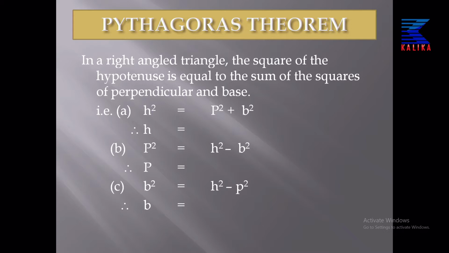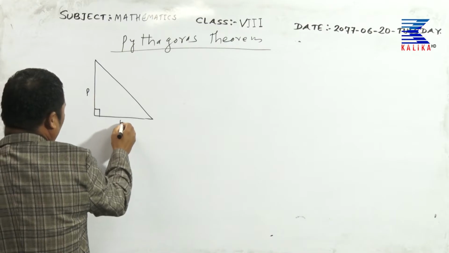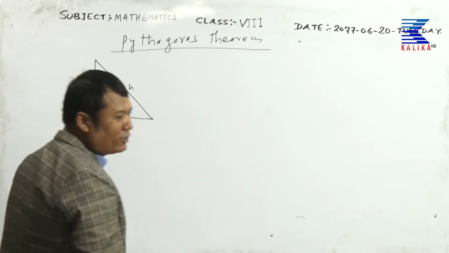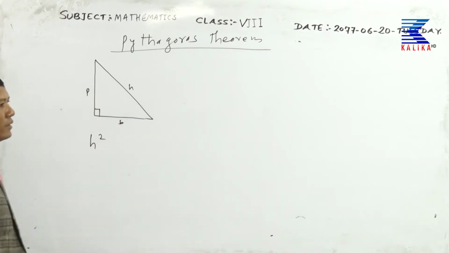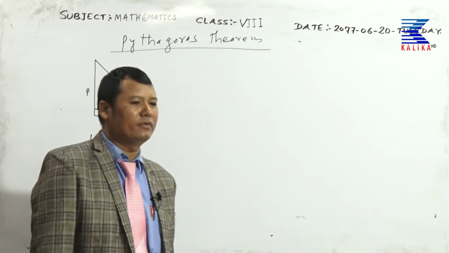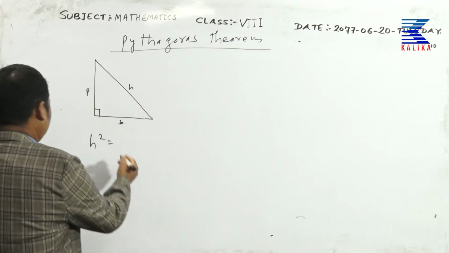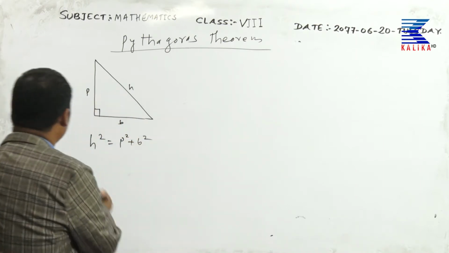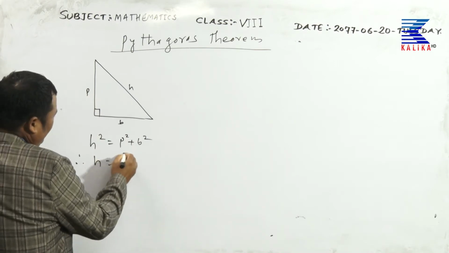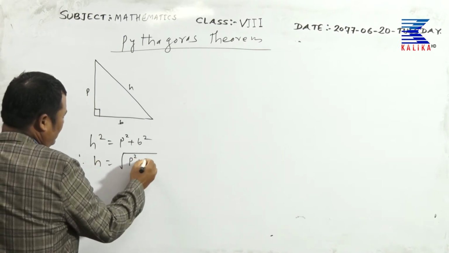That means, it is a right angle triangle, it has a perpendicular, a base, and a hypotenuse. Then the square of the hypotenuse is equal to the sum of the squares of perpendicular and base, meaning p square plus b square. Therefore, h is equal to under root p square plus b square.